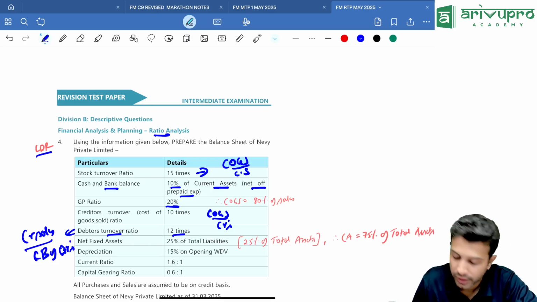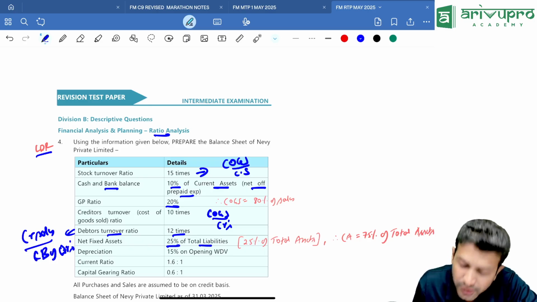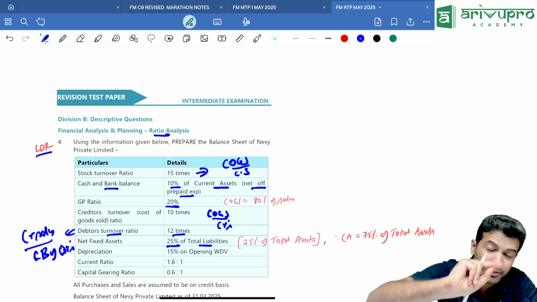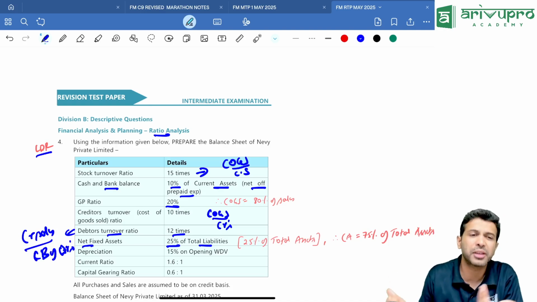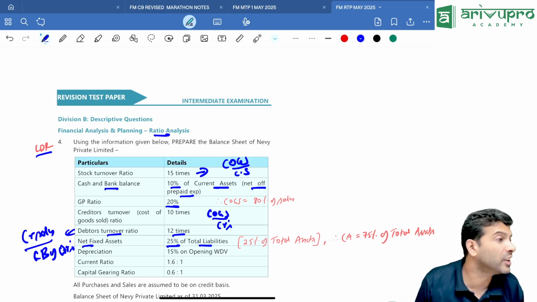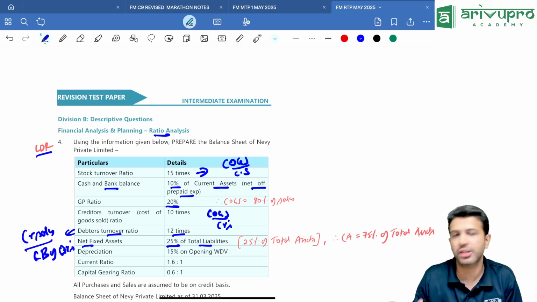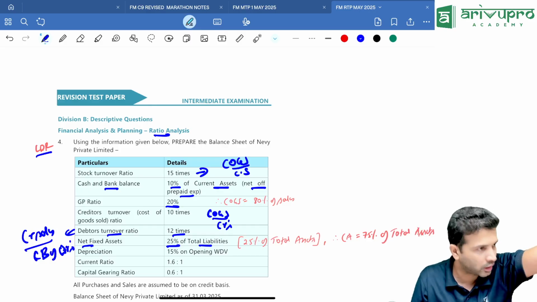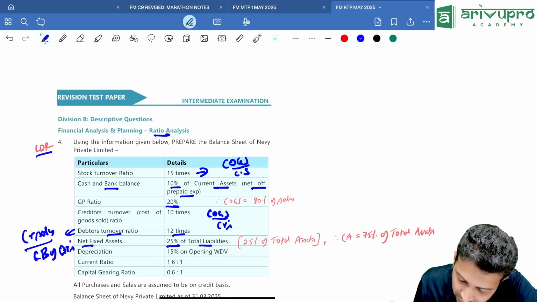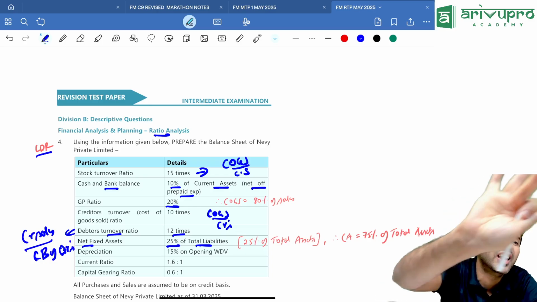Next information check. Net fixed asset is 25% of total liabilities. Fixed asset is a net fixed asset, that basically the closing balance. Net means what, sir? After reducing depreciation. Before depreciation, it is gross. After depreciation, fixed asset only we call it as net. After depreciation, fixed asset value will be 25% of total liabilities.